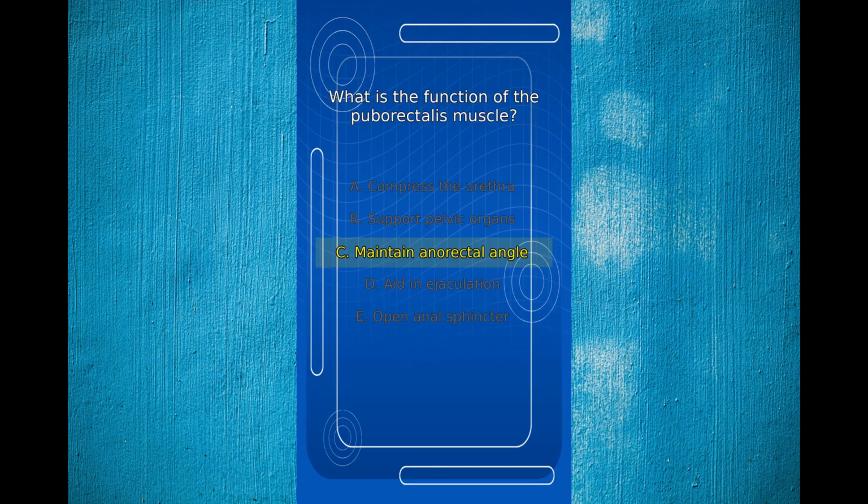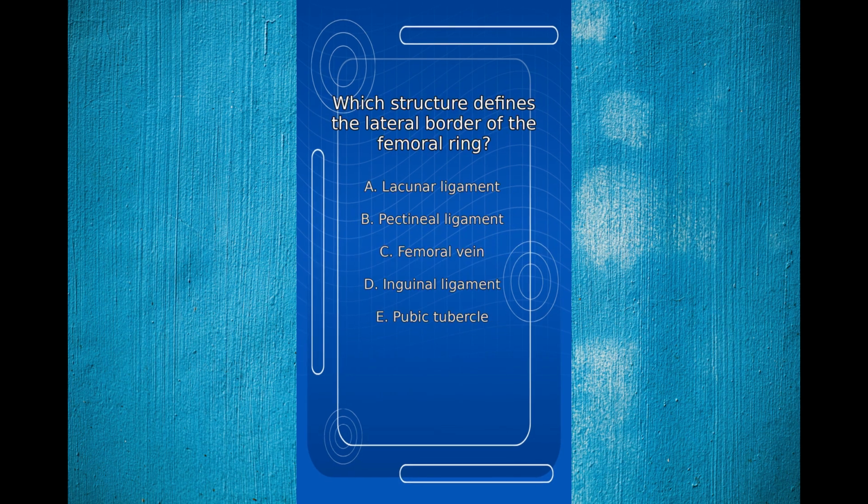The correct answer is C. Maintain anorectal angle. Puborectalis maintains the anorectal angle and contributes to fecal continence. Which structure defines the lateral border of the femoral ring?